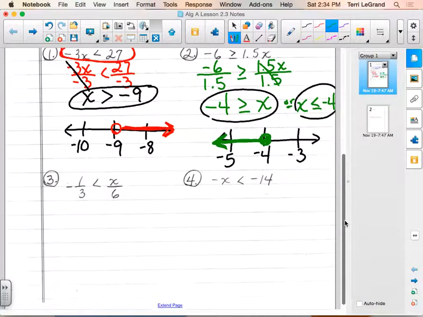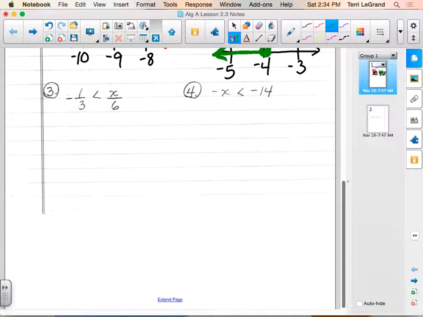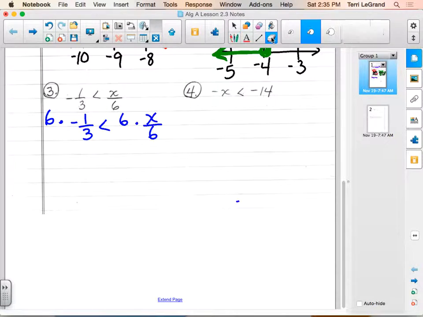Okay, let's take a look at number 3 here. In number 3, we have negative 1/3 is less than x over 6. Or in other words, x divided by 6. So we look at that side where x is, and we say x is being divided by 6. That means I have to take both sides of the inequality times 6. Because x is being divided by 6, I undo division by 6 by multiplying by 6. Well, because both sides have fractions, we're going to make that 6 into a fraction also by putting it over 1.